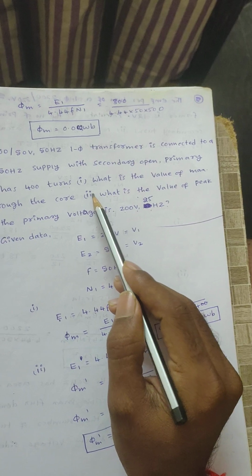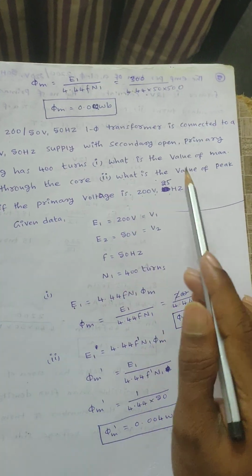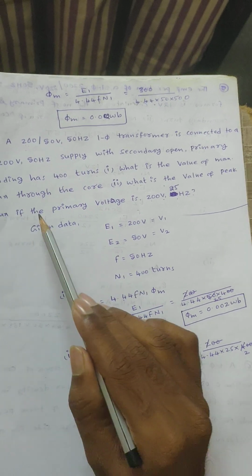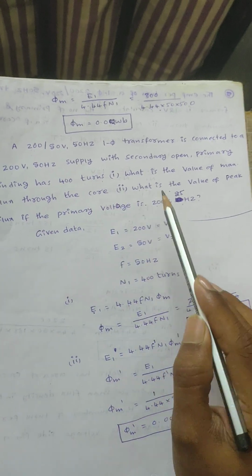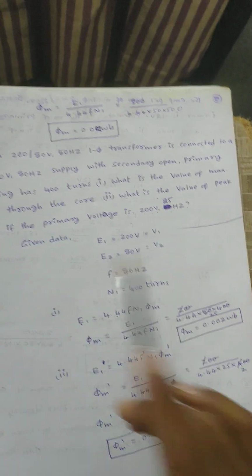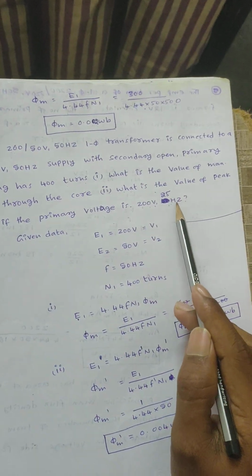Next, second bit: what is the value of peak flux? Peak is nothing but again the same flux, maximum flux. If the primary voltage is 200 volts, the voltage is the same, but the frequency is 25 Hz. That means the frequency is reduced from 50 Hz to 25 Hz.